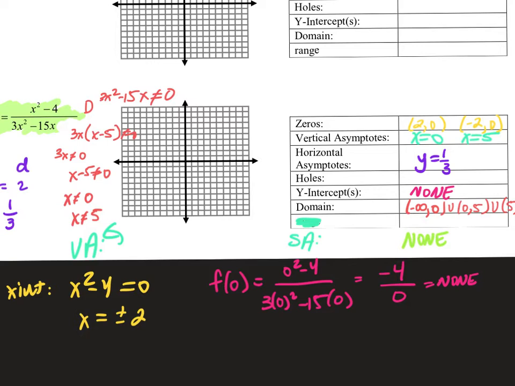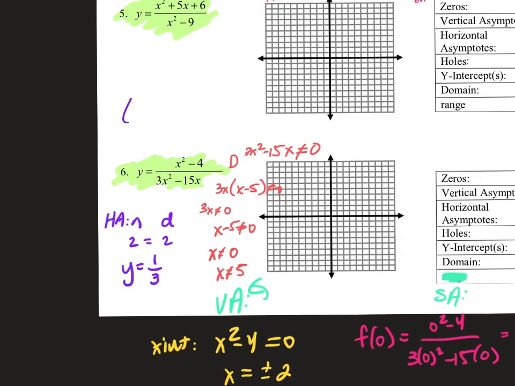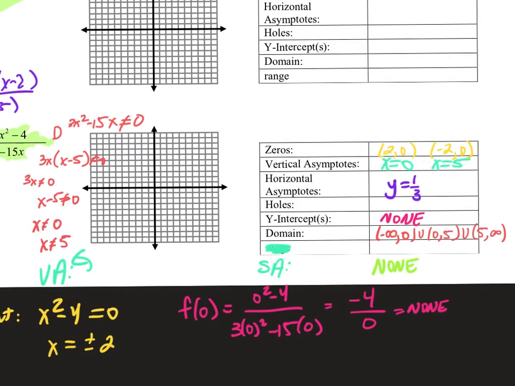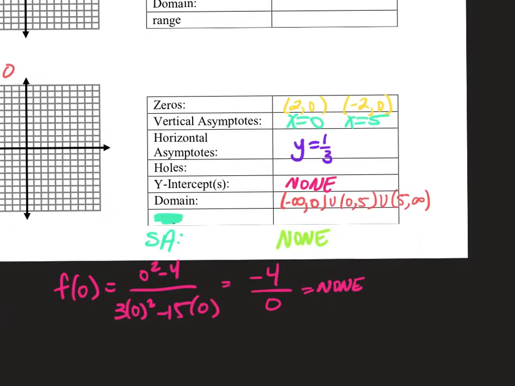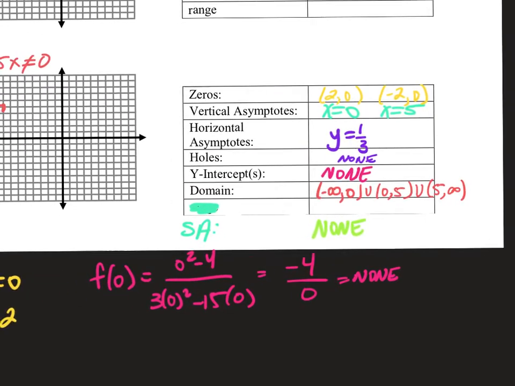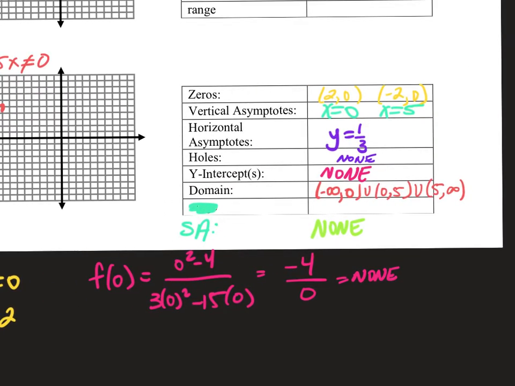Do I have any holes? No. When I factor the top, I have x plus 2, x minus 2. When I factor the bottom, I have 3x times x minus 5. Nothing cancels out, so no holes. Do I have anything else that I need to figure out? Let's go through and graph it.